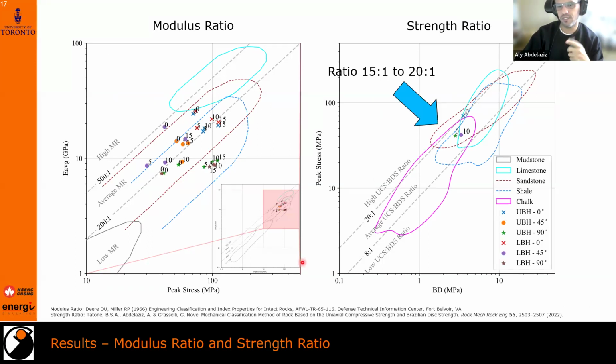If you look at the strength ratio, you will realize that if the orientation of your fracture is 90 degrees to bedding, the ratio is 20. And if you are perpendicular or parallel to the bedding, you are at 15. So these are numbers that are completely different from the norm that we typically use in our geomechanics or geotechnical fields.